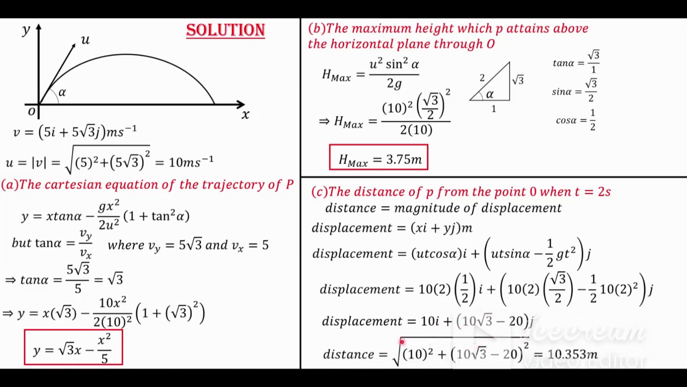Finally, we can obtain the distance, which is simply the magnitude of this displacement, that is the square root of 10 squared plus, open bracket, 10 square root of 3 minus 20, squared, which gives us 10.353 meters to be the distance of P from the point O when t equals 2 seconds.